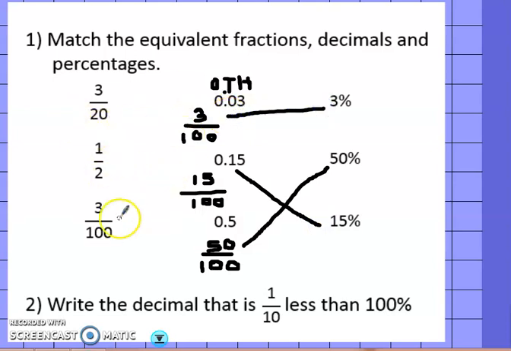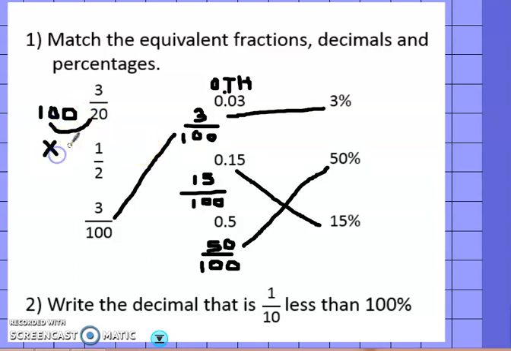But now we need to do this and see. Already I can see 3 over 100. I'm going to match them up. I can see that they are the same, but now we need to continue with these two. So I'm going to change it so that it's over 100. How many 20s go into 100? 20, 40, 60, 80, 100.